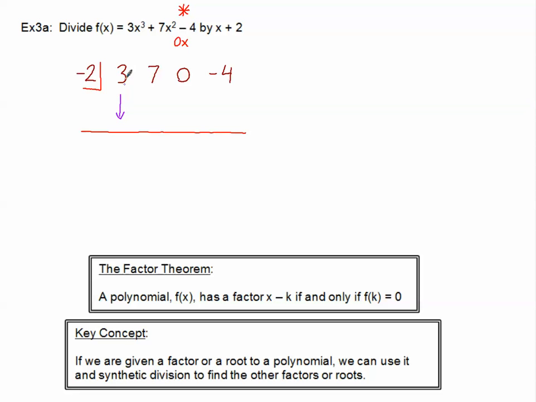We drag this 3 down across the line. We get 3. We multiply and we get negative 6. And we add 1. We multiply and we get negative 2. And we add negative 2. We multiply and we get 4, and we add and get 0. It's always nice to end with the 0 because that must mean that x plus 2 is a factor.